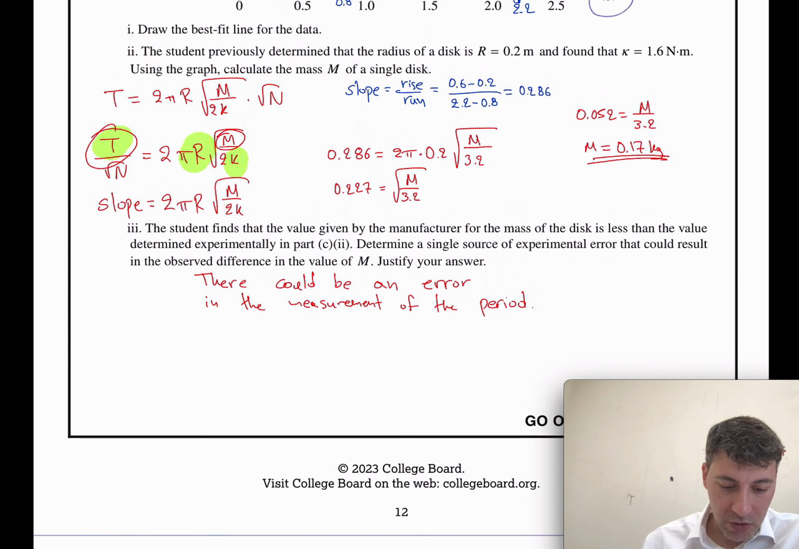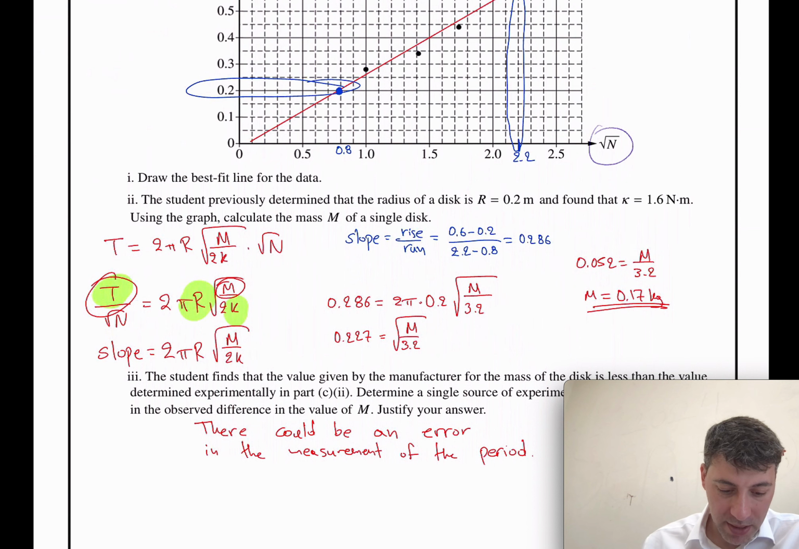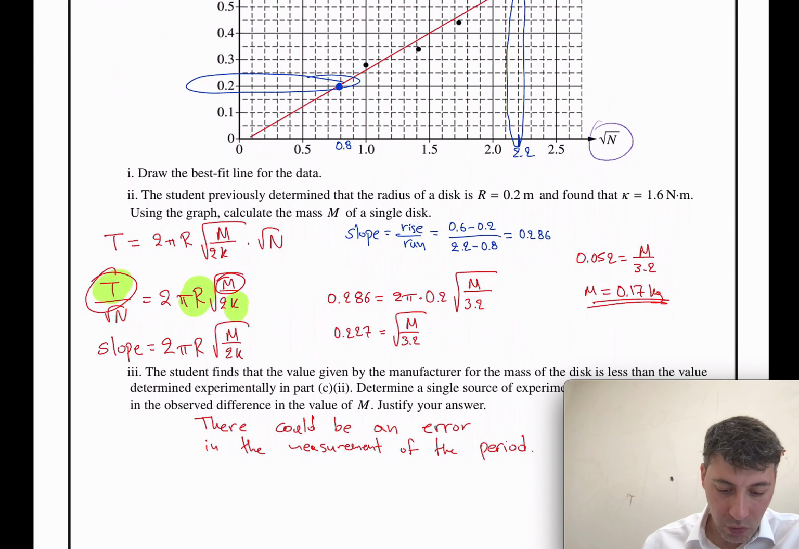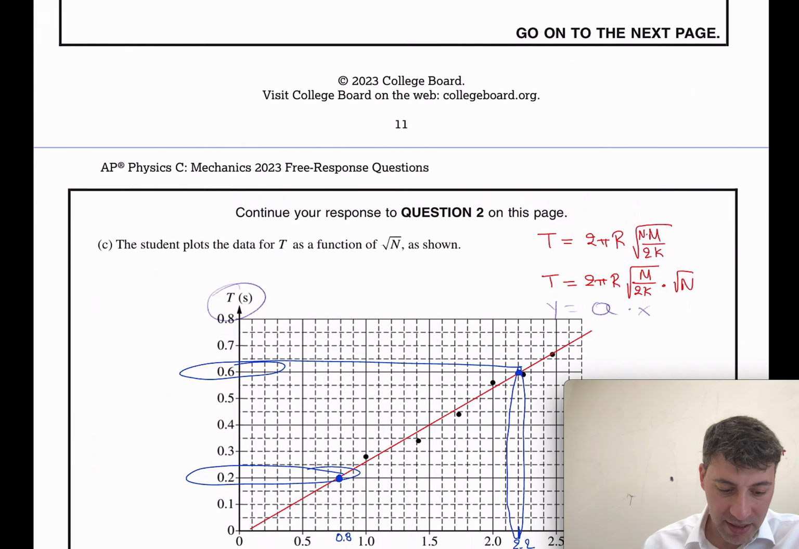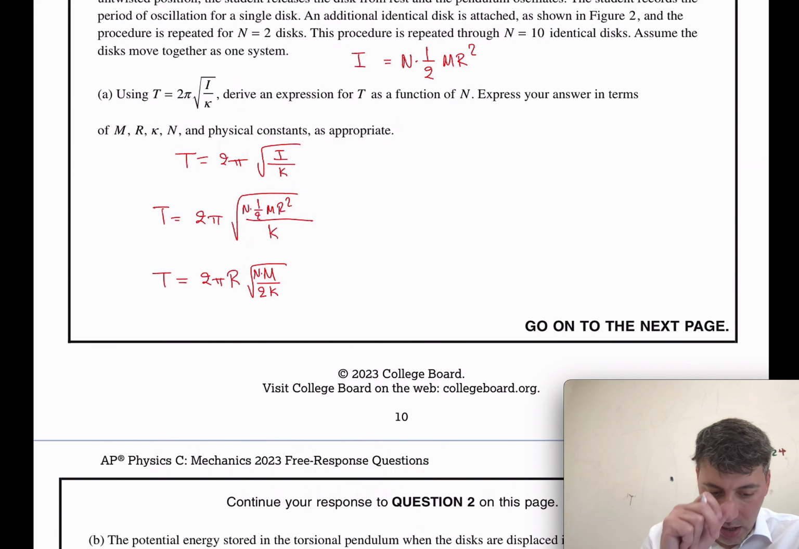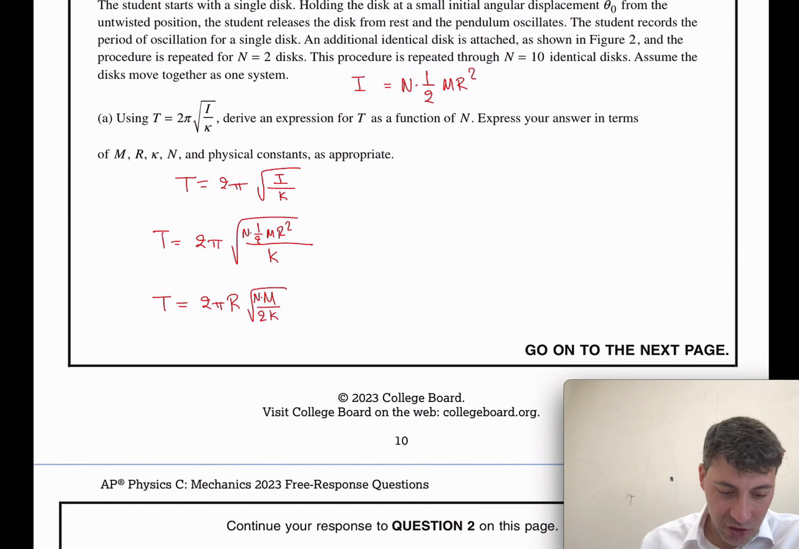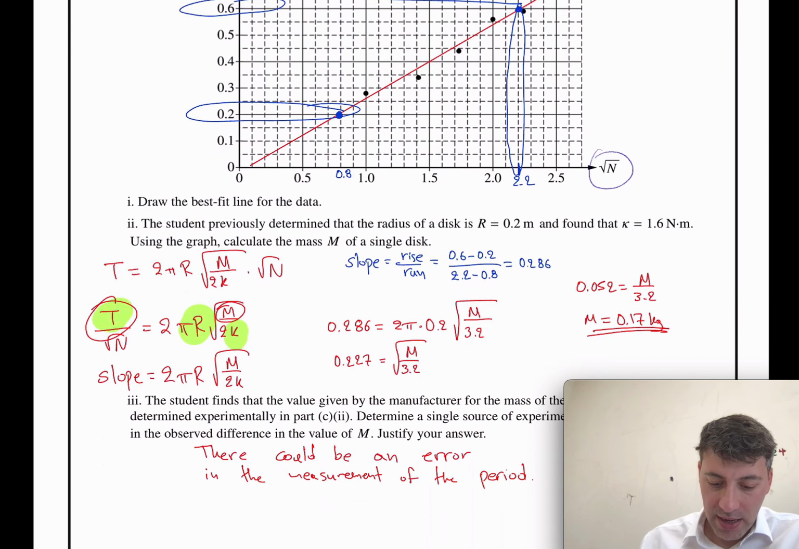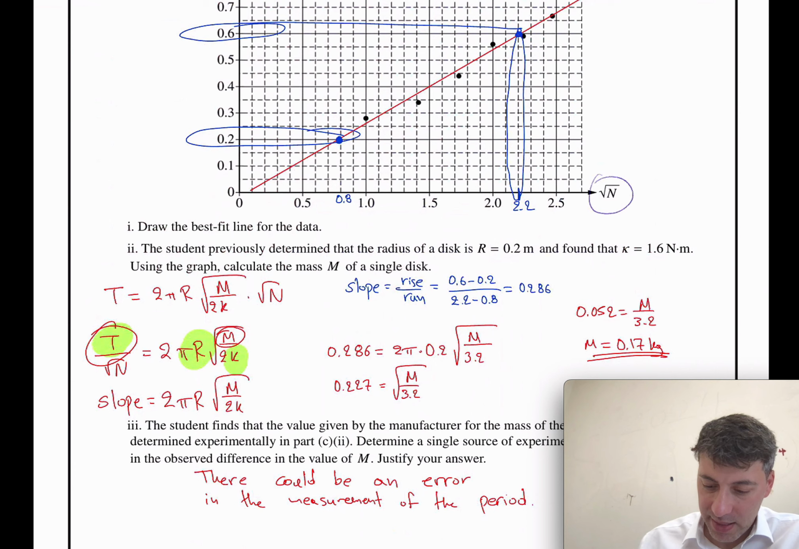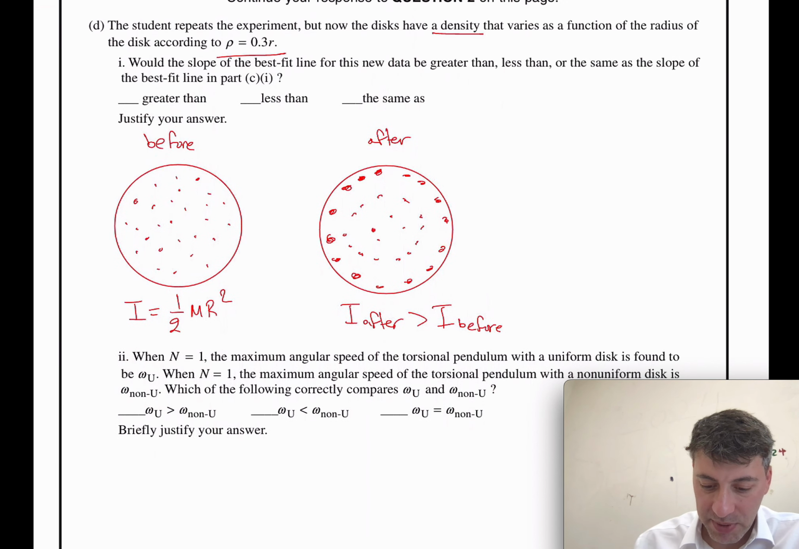Now, from what we understand, the slope is what we proved, but it also depends on the moment of inertia. So I think I will bring the original form. Actually, the new moment of inertia doesn't have the slope, so let's bring this part. We said that the slope is 2 pi r root of m/2k. And let's see how this affects our experiment.